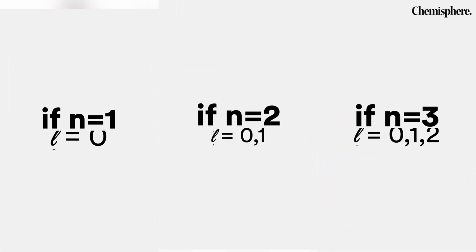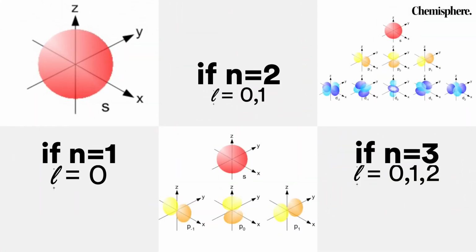That's why 0 to n-1. For example, if n is equal to 1, then L can be only 0. If n is equal to 2, then L can be taken as 0 and 1, and so on. It's always 1 less than that at max.